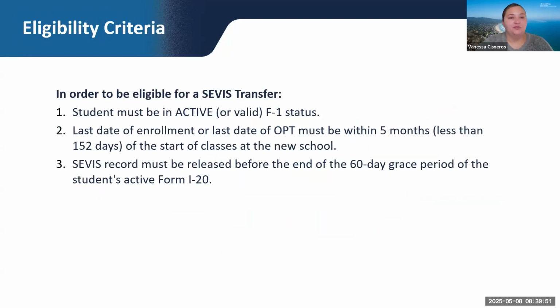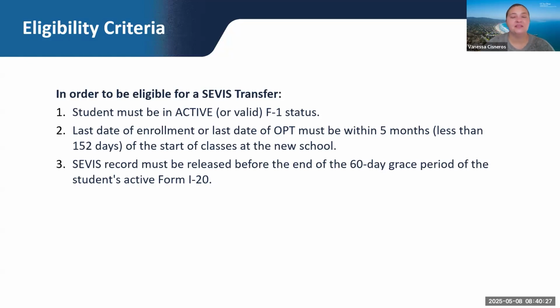In order to be eligible for a SEVIS transfer, number 1, a student must be in active or valid F-1 status. Number 2, the last date of enrollment or the last date of OPT must be within 5 months, less than 152 days, of the start of classes at the new school. And number 3, the SEVIS record must be released before the end of the 60-day grace period of the student's active Form I-20.